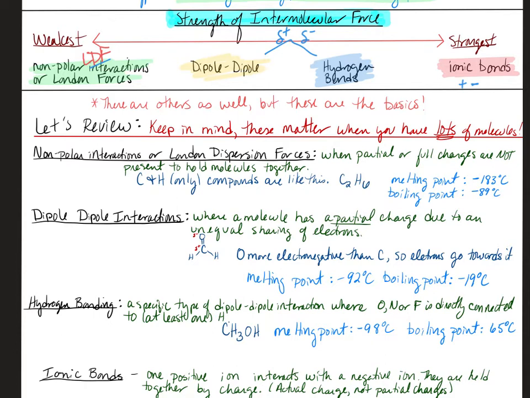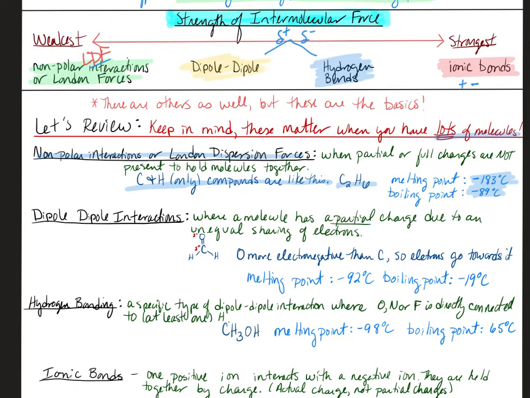First of all, keep in mind when we're talking about all of these, we're talking about when you have lots and lots of molecules. So nonpolar interactions or London dispersion forces, things like just carbon and hydrogen compounds, like C2H6. This one's melting point is negative 183 Celsius. In other words, it ceases to be a solid and is now a liquid at way low temperatures. And the boiling point is negative 89 degrees Celsius, which means that at room temperature, this is going to be a gas.